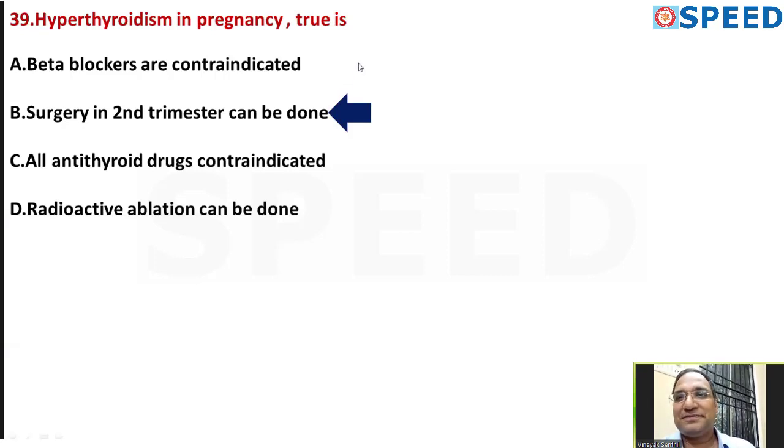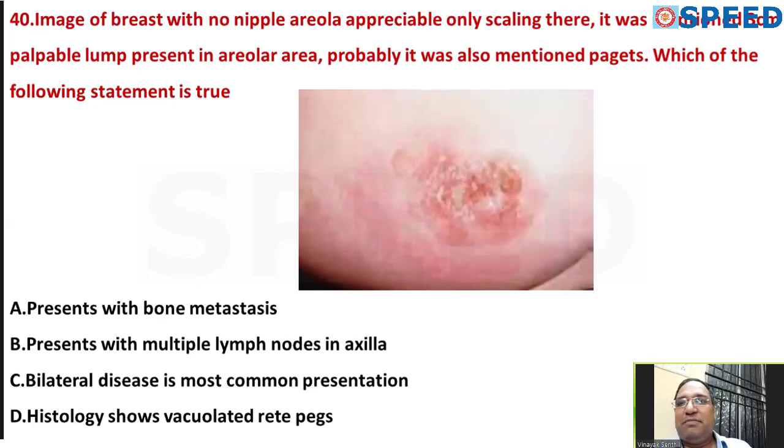Next slide. This was also discussed in breast cancer pathology. Eczematous lesion of the nipple. Image of the breast, no nipple areola appreciable, only scaling is there. It was mentioned a 3 centimeter palpable lump present in the areolar area. Probably it was mentioned Paget's. Which of the following is true? What will be your answer if the question and options are right? This is the 40th question. Paget's was not mentioned. Okay, fine.